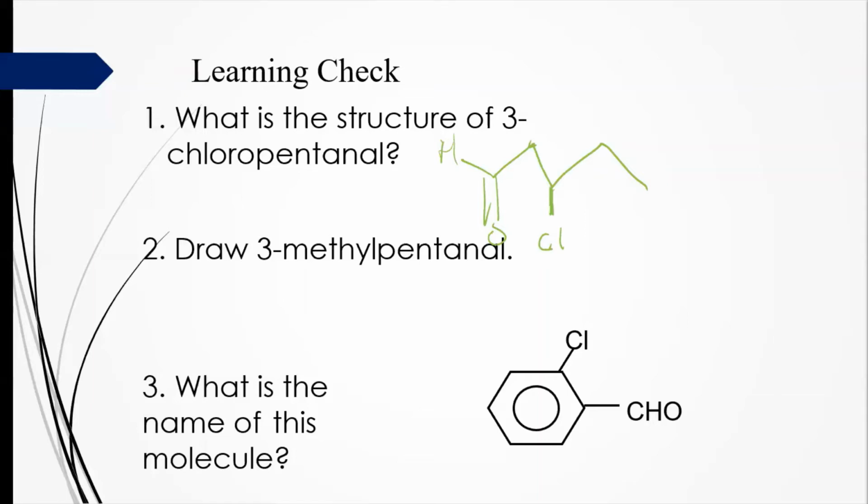For our methylpentanal, it's going to look very similar. We can have 1, 2, 3, 4, 5. We can have our H here. We can have our double bond to our O here. And then this time from number 3, 1, 2, 3, the only difference is we're going to have a CH3 attached there.